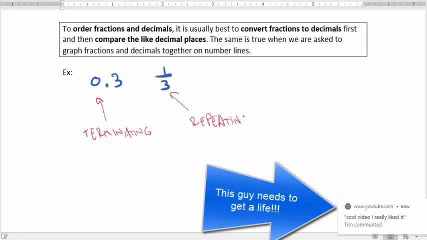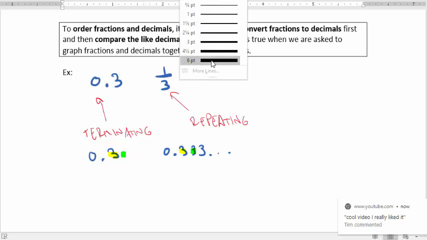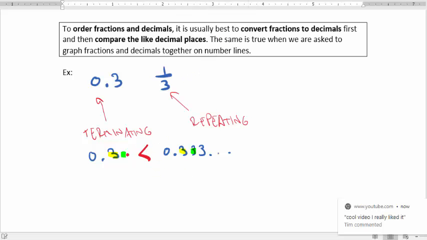So they might have the same first decimal place, right? They both have a 3 in the tenths place, but 0.3 ends, whereas 1/3 is 0.333 repeating. So you would compare like places, right? So the 3's are equal, but then here, that's really like a 0, and this is a 3. So 1/3 is actually going to be greater than 0.3, right? So 0.3 is less than 1/3. So you've got to be careful with ones like that.